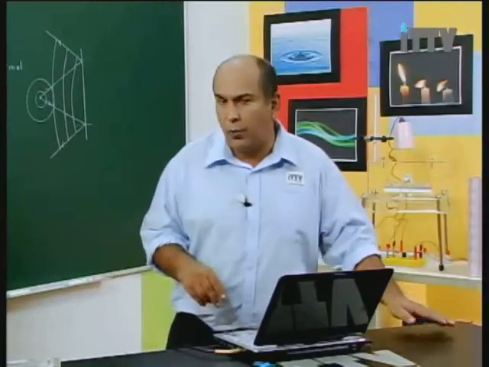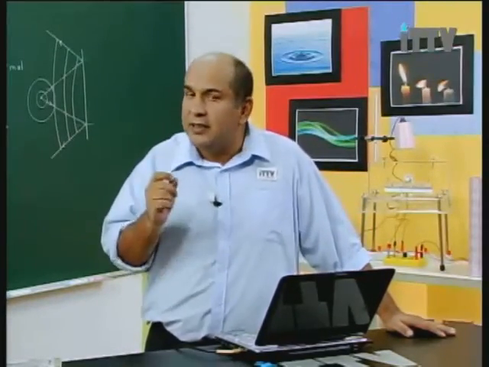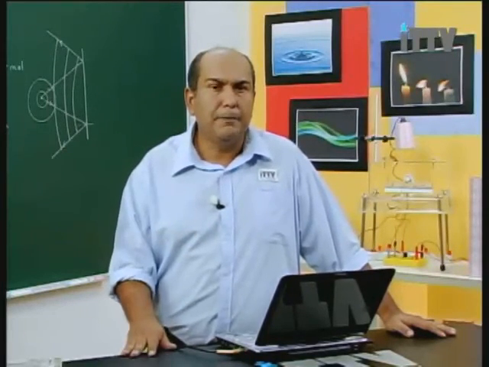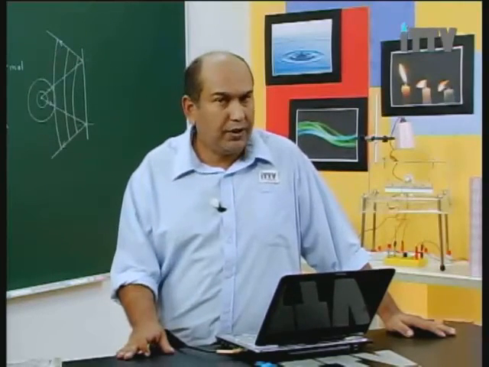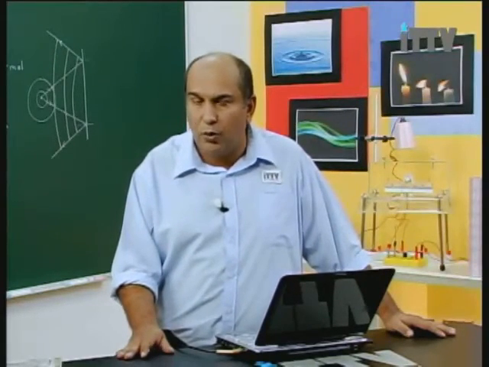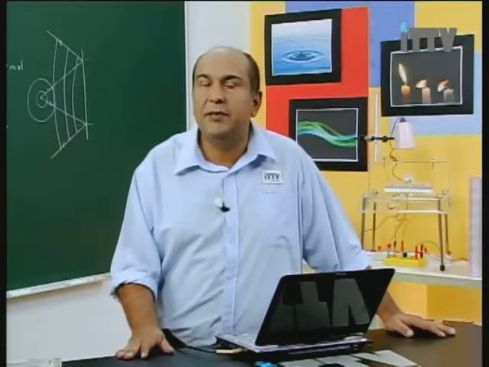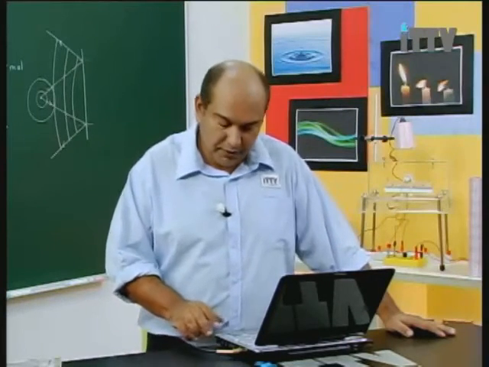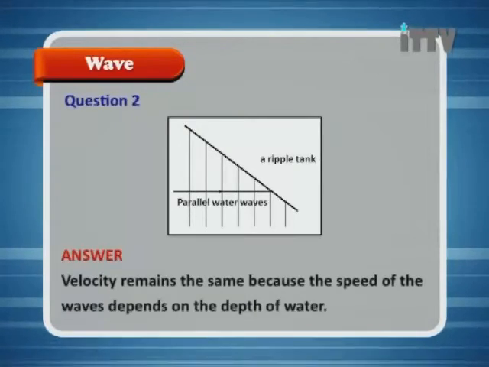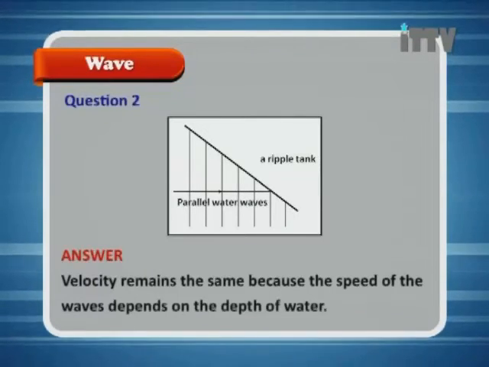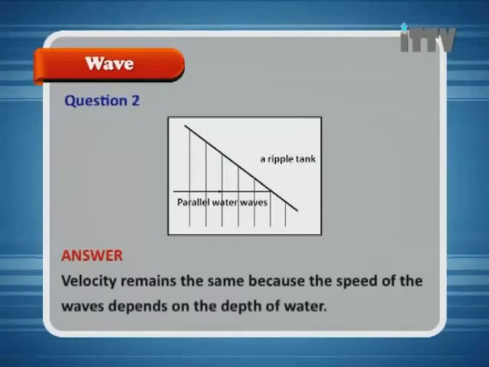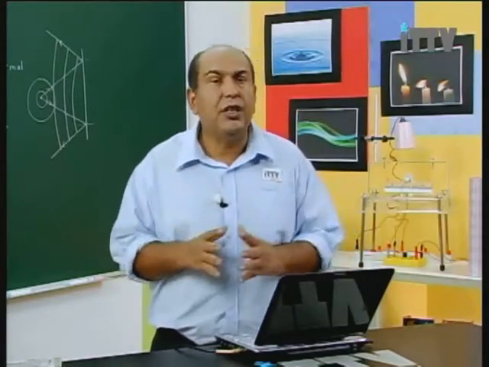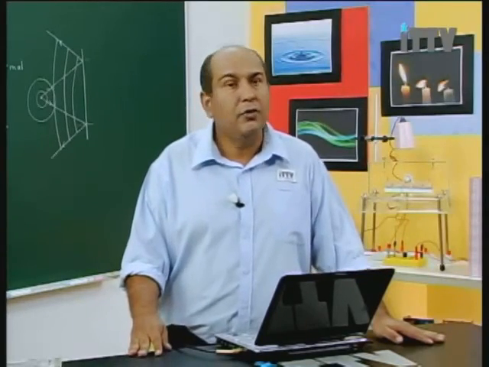Well, this is sort of a trick question. I said earlier that the things that affect the velocity and wavelength are the depth of the water. Now, I'm not changing the depth of the water. If I don't change the depth of the water, what does this imply in terms of the velocity? Have you written down an answer? Let's have a look. Velocity remains the same because the speed of the waves depends on the depth of water. So basically our velocity is unchanged because the depth of water remains the same.